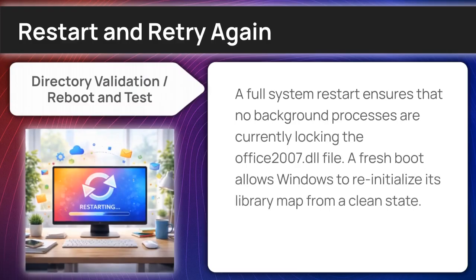A full system restart ensures that no background processes are currently locking the Office 2007 library file. A fresh boot allows Windows to reinitialize its library map from a clean state.